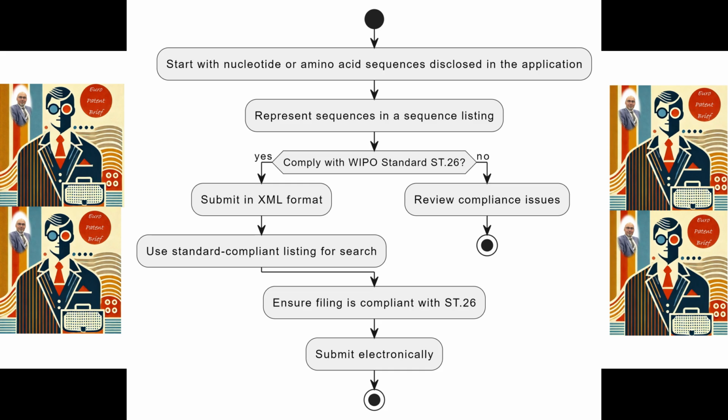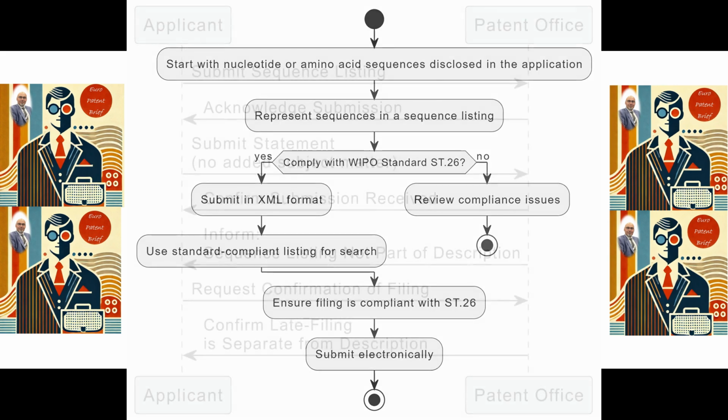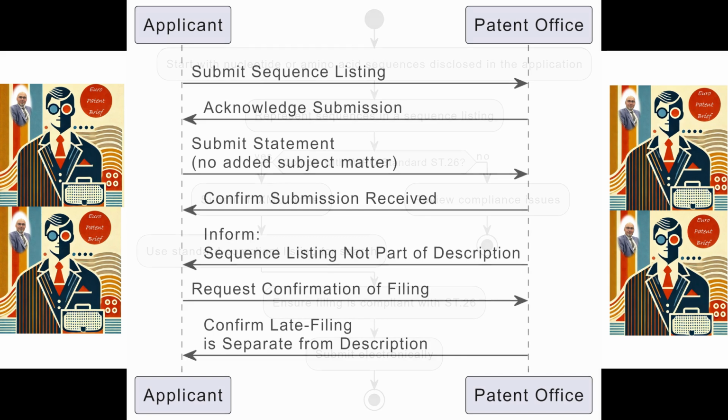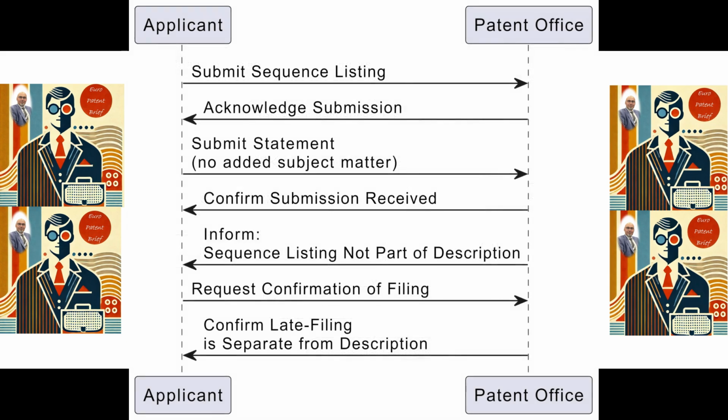Let's move on. Each nucleotide or amino acid sequence that exceeds the minimum length, as defined by the standard, must be listed in the sequence listing, even if it's just a fragment of another disclosed sequence. Yes, every sequence. Even a small fragment. Take a breath. This is important, everything needs to be listed in the correct form.